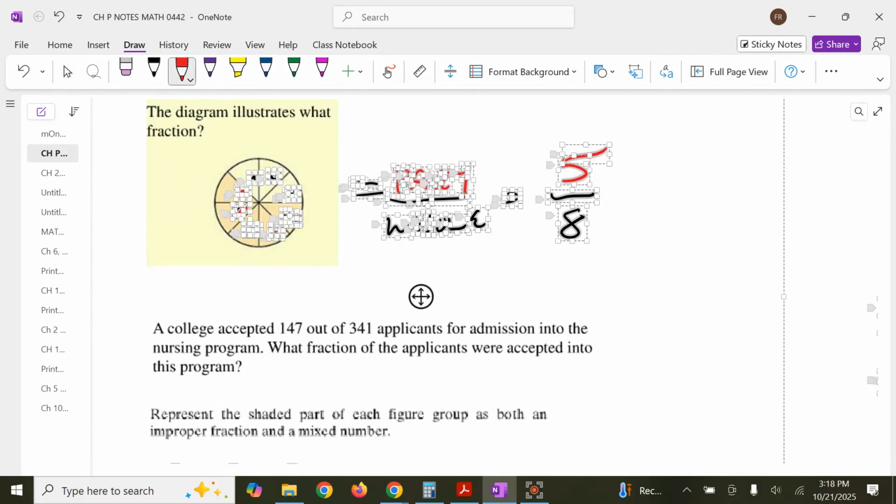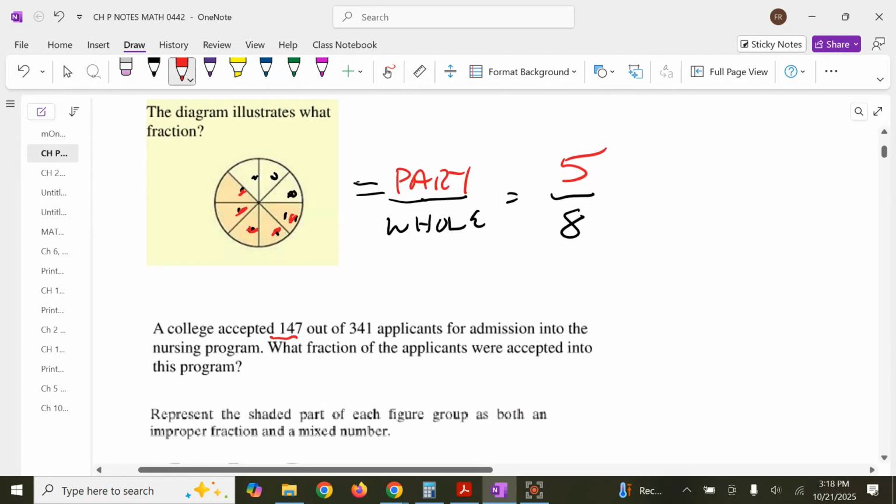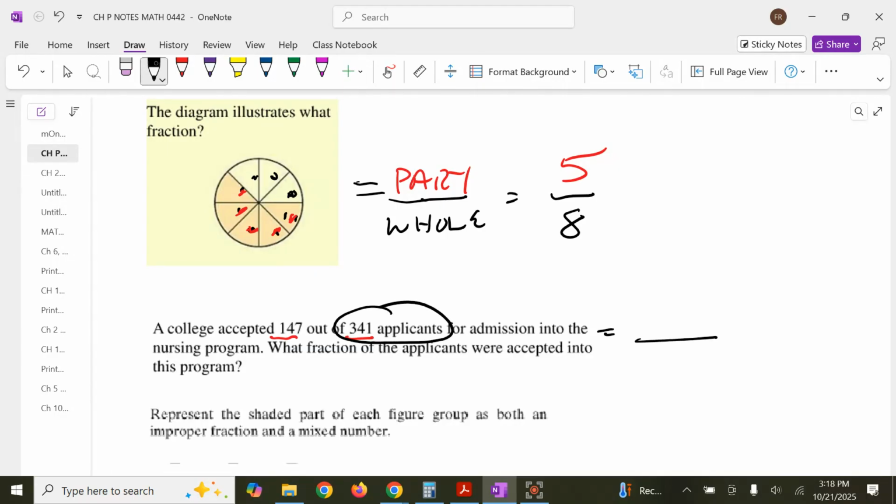And let's see what else we have here. It says a college accepted 147 out of 341. Okay, so let's do it like this. The whole are all the applicants, and the part are those that happen to be accepted, okay? 147.